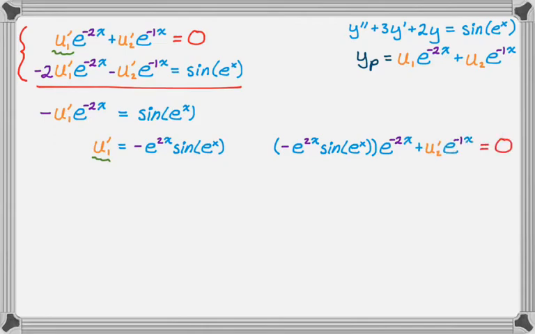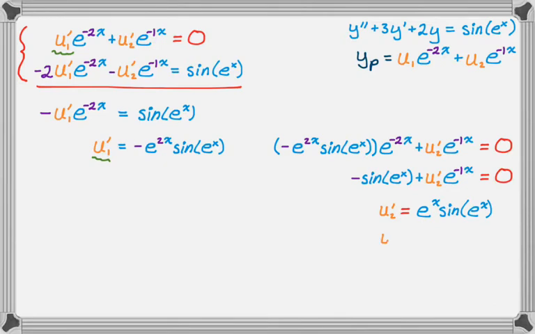And then if we clean up, e to the 2x times e to the negative 2x is e to the 0, which is 1. So really we just have negative sine of e to the x plus u2 prime e to the negative x equals 0. If you add sine of e to the x to both sides and then divide by e to the negative x, we end up with u2 prime is e to the x sine of e to the x.